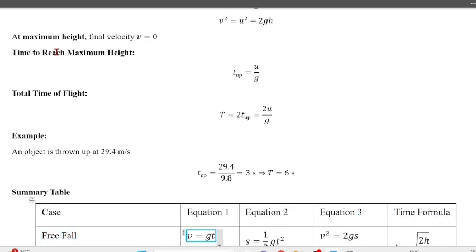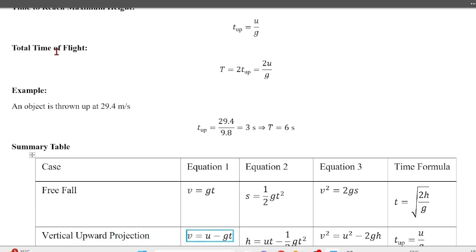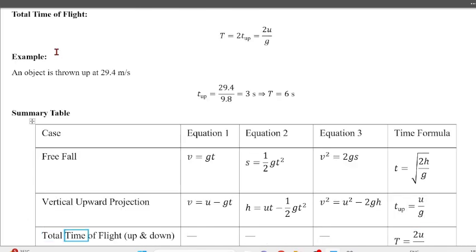Summary table. Free fall: v equals gt, s equals 1/2 gt², v² equals 2gs, time equals the square root of 2h over g. Vertical upward projection: v equals u minus gt, s equals ut minus 1/2 gt², v² equals u² minus 2gh. t sub up equals u over g, total time of flight, up and down, T equals 2u over g.